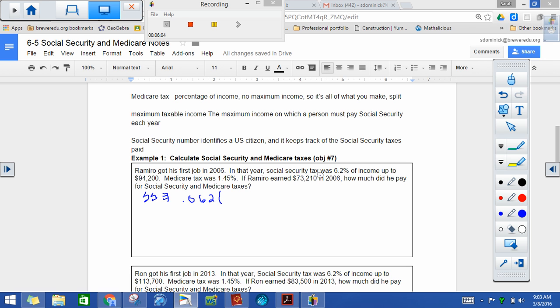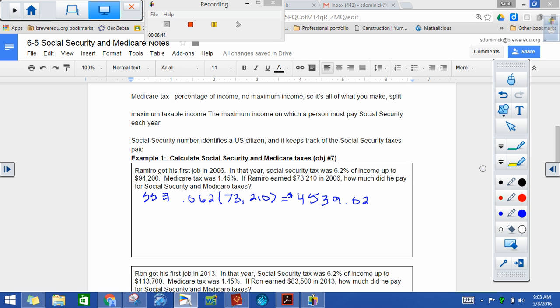I need to make sure that Ramiro earned less than the maximum income, which he did. They're only going to tax up to $94,200. He made only $73,000. So I just need to multiply the percentage times what he actually made. Okay, and that should get you $4,539.02. So that's what he paid in Social Security that year.